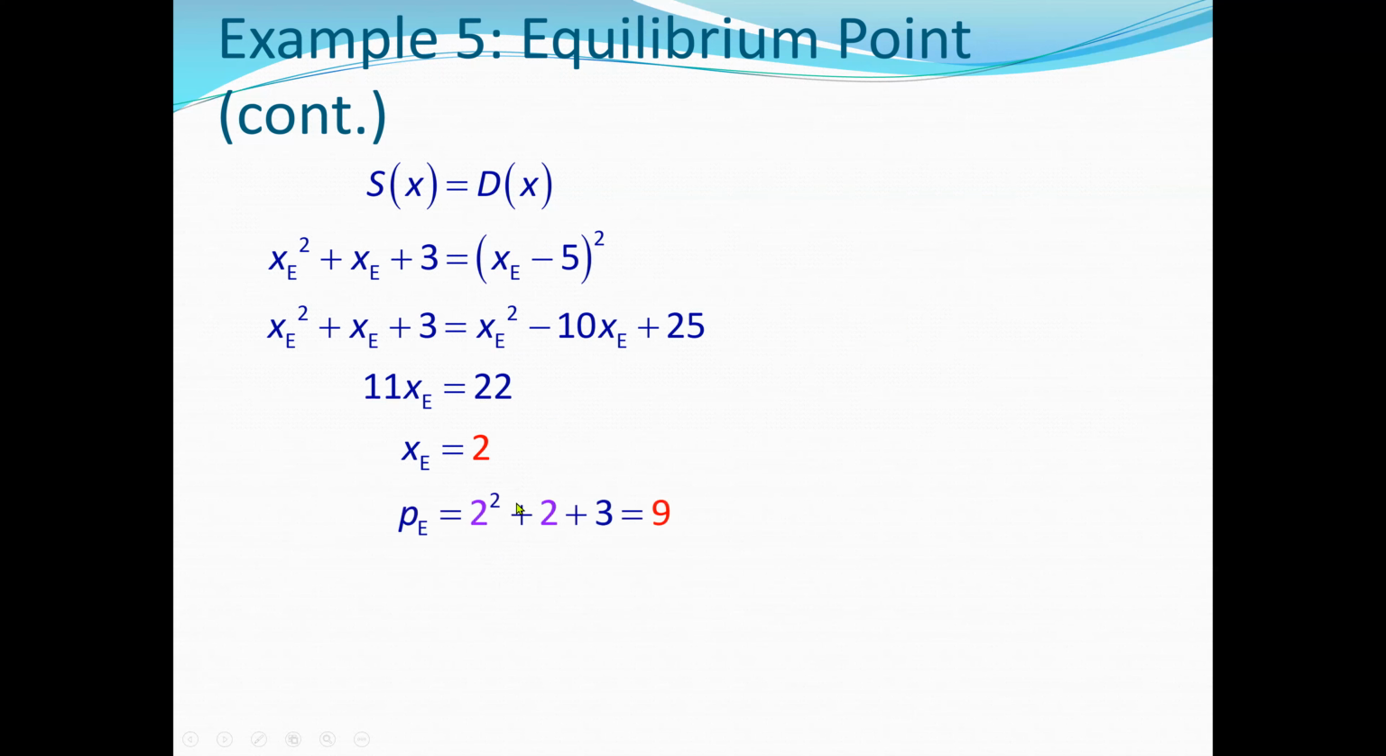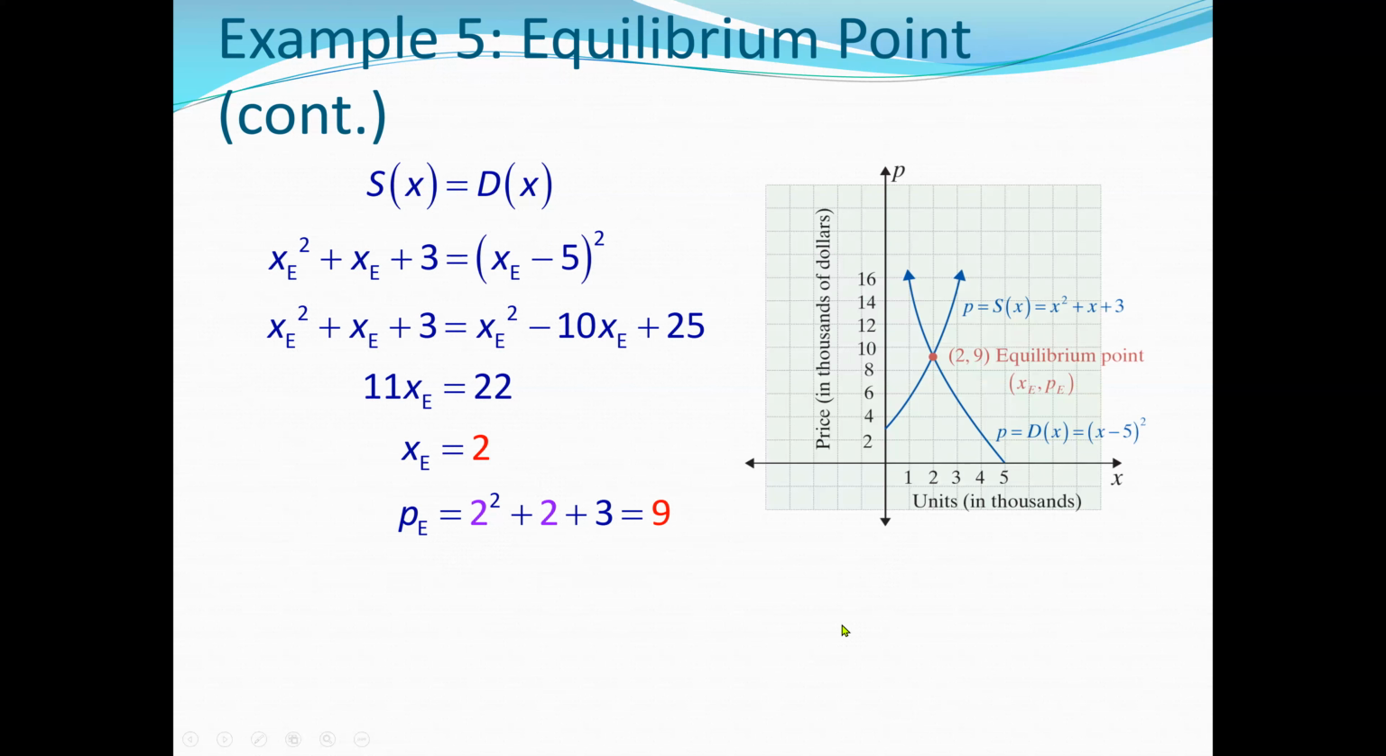Now from here, we can also find the P. So we take one of the equations. In this case, we take the first equation, S squared plus S plus 3. When we plug in the 2, we get 9. So this means at the equilibrium, we need to have a price of 9, let's say $9, and we supply 2 items.